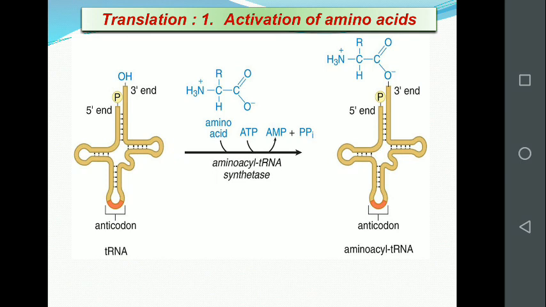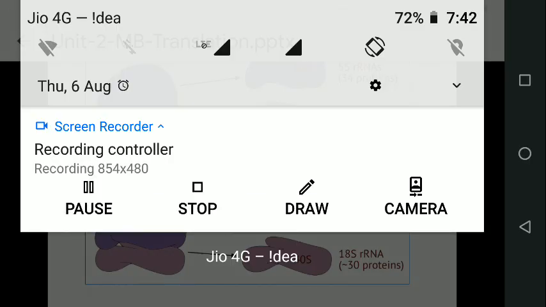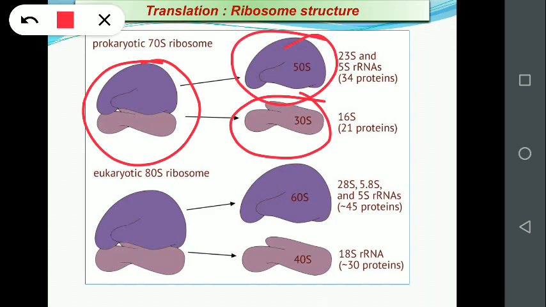Okay, and in the next class we are going to finish the remaining three stages, that is chain initiation, chain elongation, and chain termination also. And before that, once again I will revise the structure of ribosomes. In the case of prokaryotes, you have the 70S type ribosome, and so we have a small subunit and a large subunit. The small subunit contains 16S type of rRNA and some proteins.